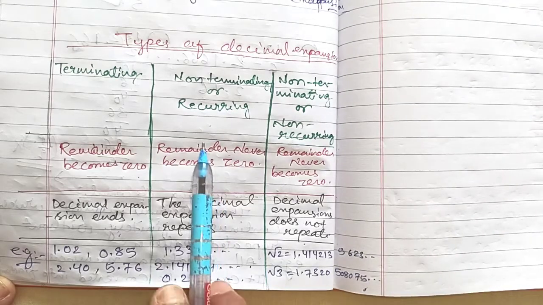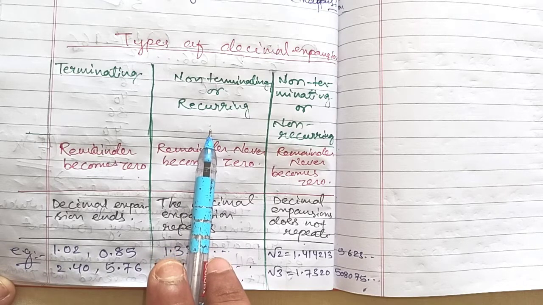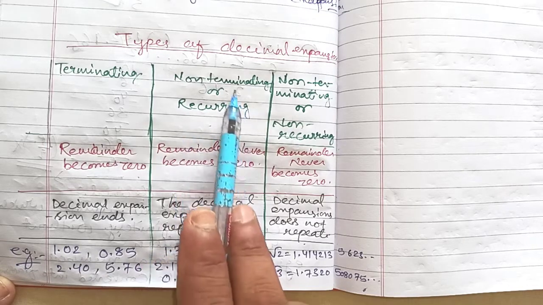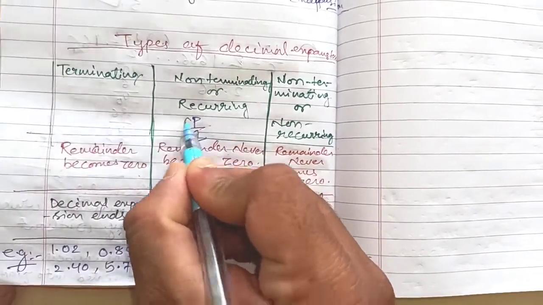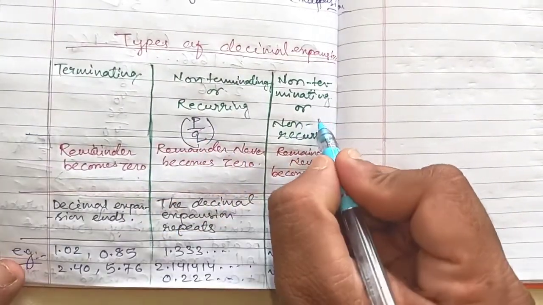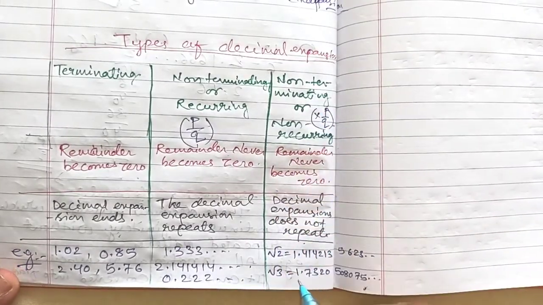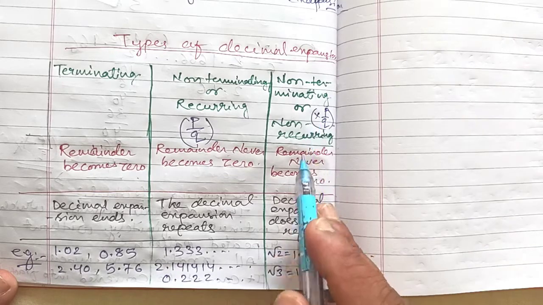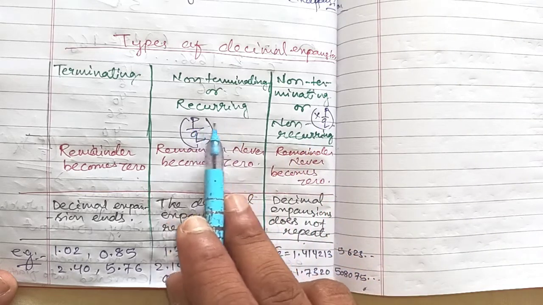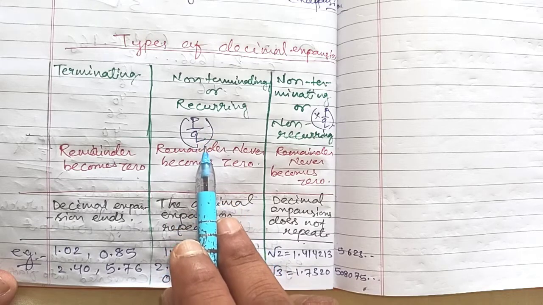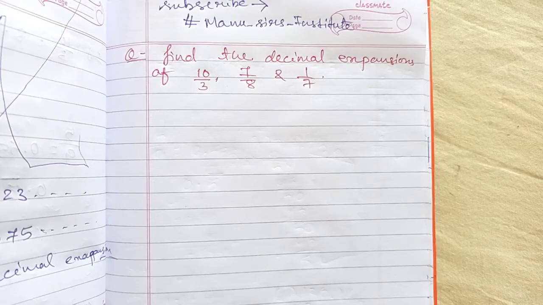And one more thing, remember, here non-terminating recurring decimals can be converted into fractions. That means these types of numbers can be converted into p by q form. But these numbers cannot be converted into p by q form, because root 2, root 3, all irrational numbers come under non-terminating non-recurring decimal expansions. In recurring decimal expansion, you can convert the decimal expansions to p by q. We will discuss now. We will see an example.